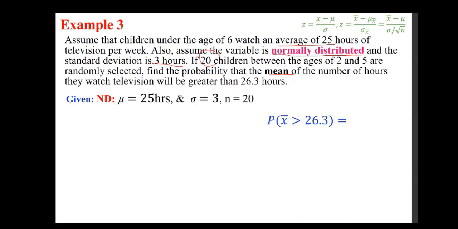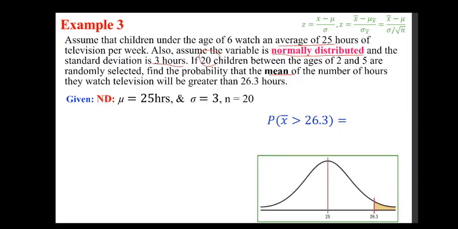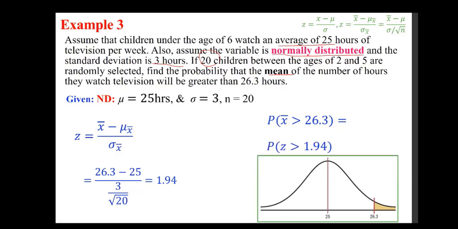And to do that, from x bar, we are going to go to the z. If we look at this just the way it's given, this is what we want. But to go to the z, z is x bar minus mu of x bar over sigma of x bar. Simply put, mu of x bar is the same as mu, and sigma of x bar is sigma over square root of n. So this is the formula we are going to use. Calculate the z-score using this formula. Gives us 1.94. So we want the probability of x bar larger than 26.3 or probability of z larger than 1.94.